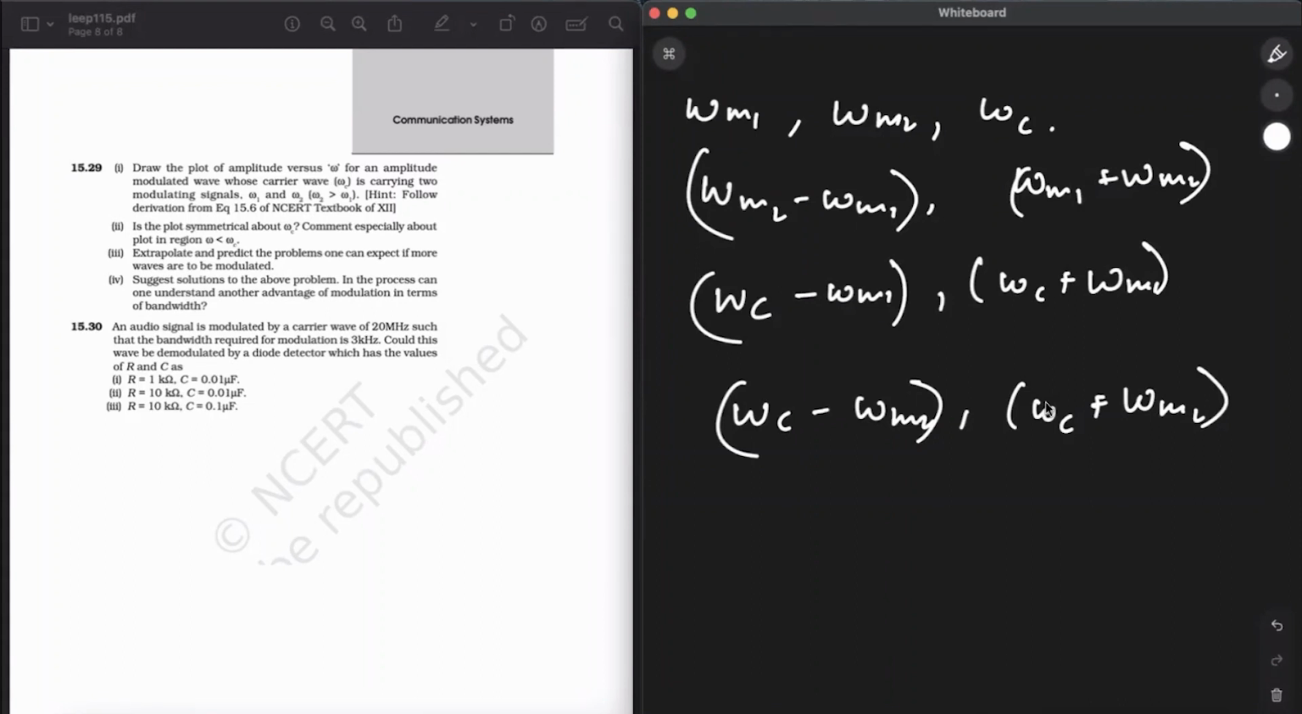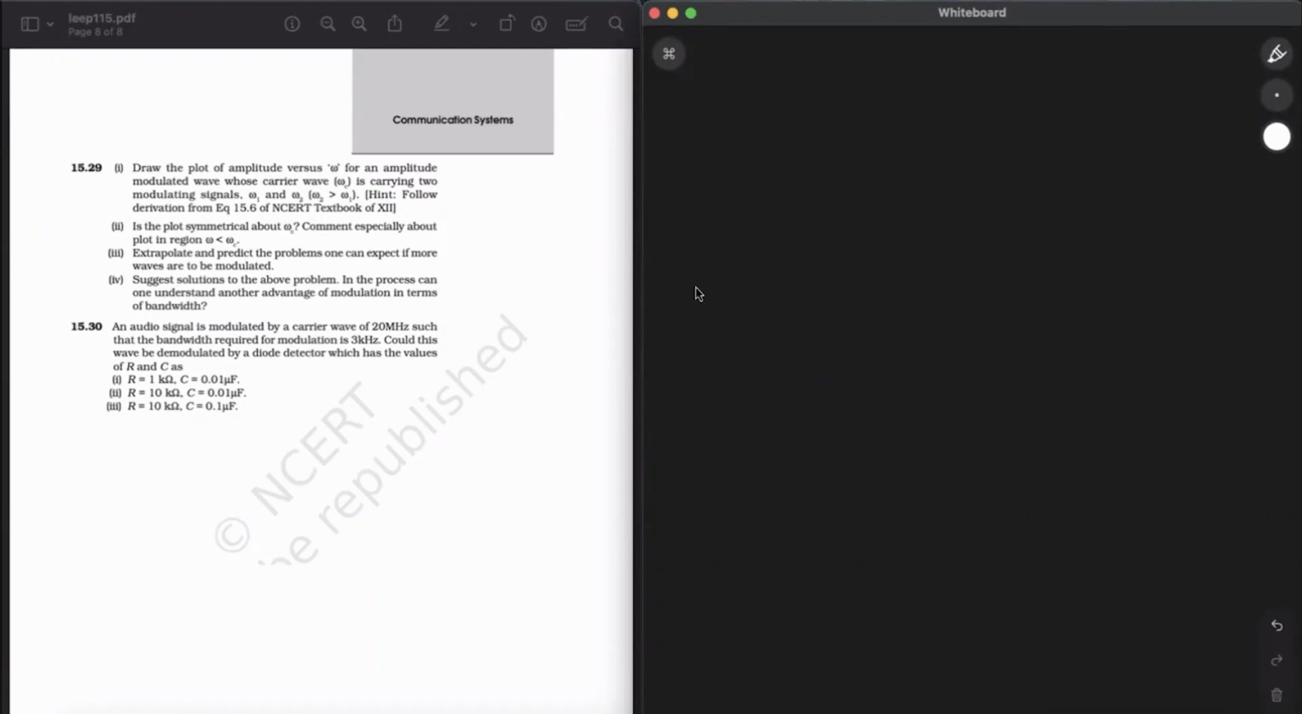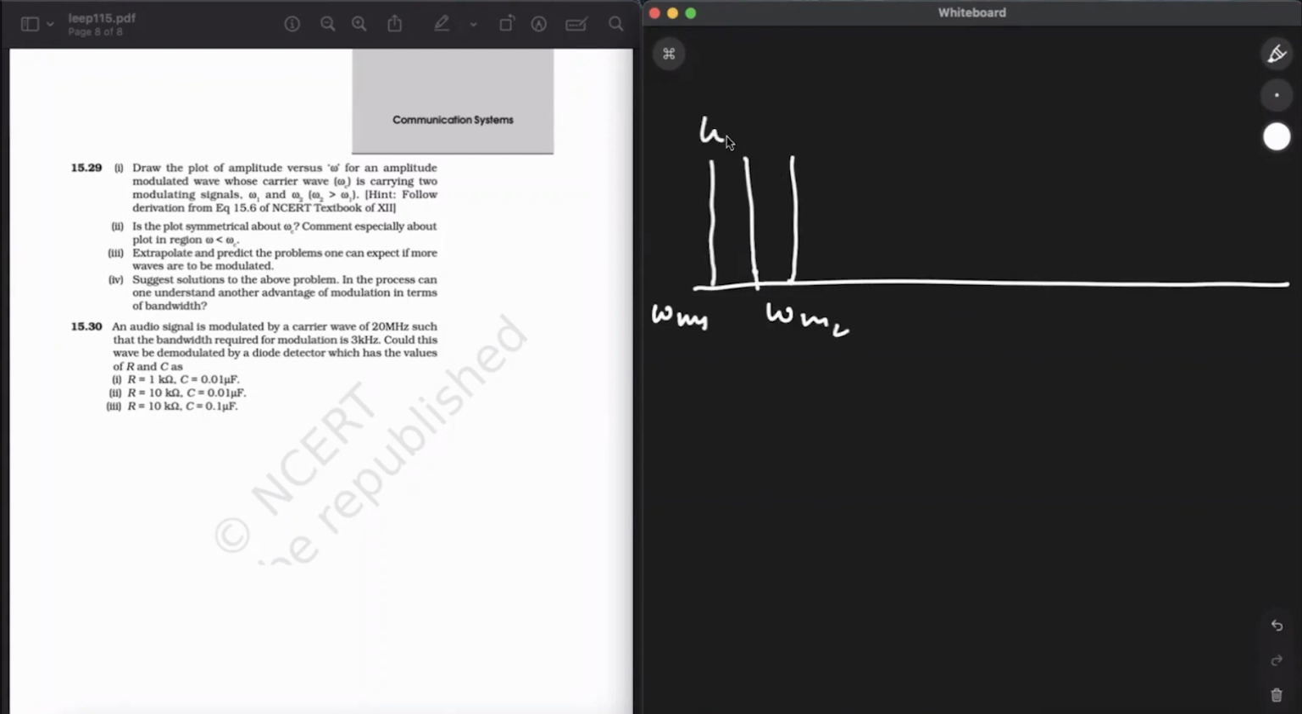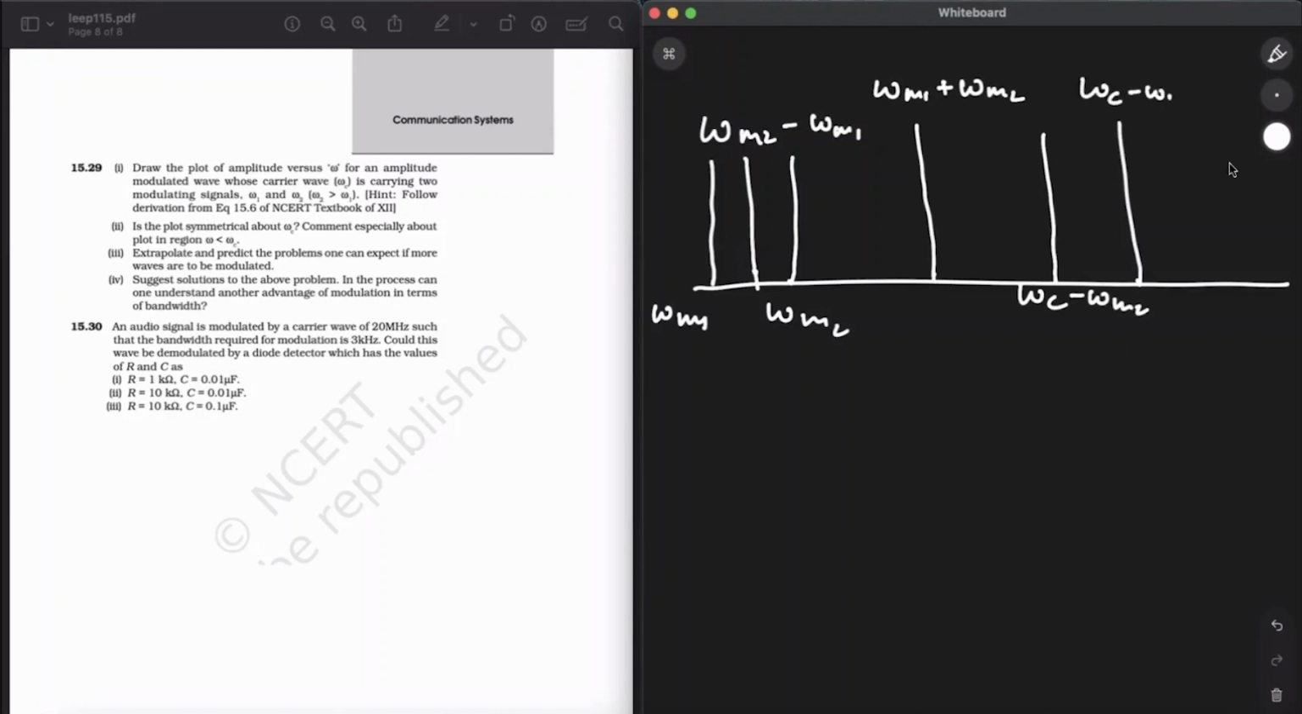Now, if you want to plot the amplitude versus omega, then it will be what? If you want to plot the amplitude, first of all, I have WM1, okay, WM2, WM2 minus WM1. Next will be WM1 plus WM2. Next is WC minus WM2. And here will be WC minus WM1. Then will be plus WC. First for WC plus WM1 और उसके बाद आएगा लास्ट में over here WC plus WM2.